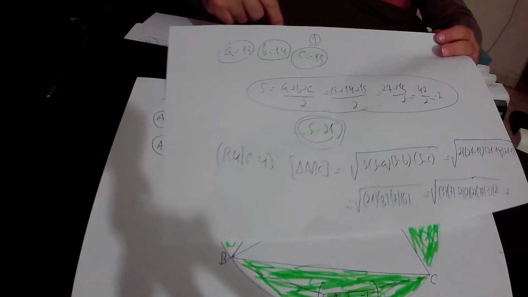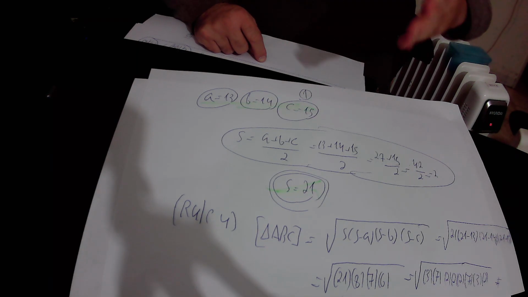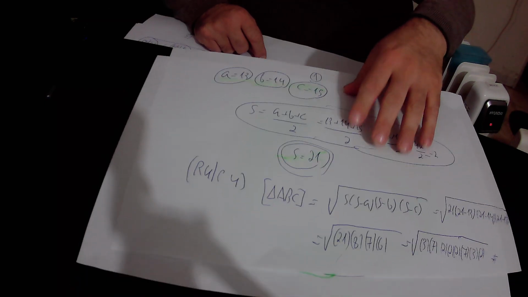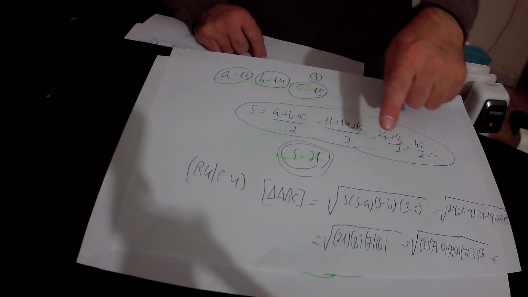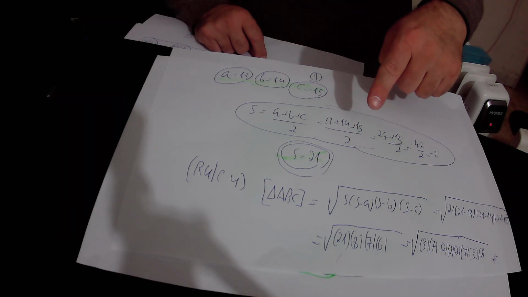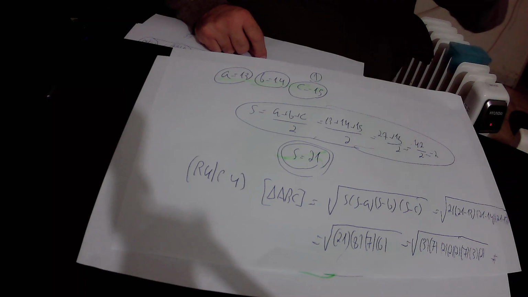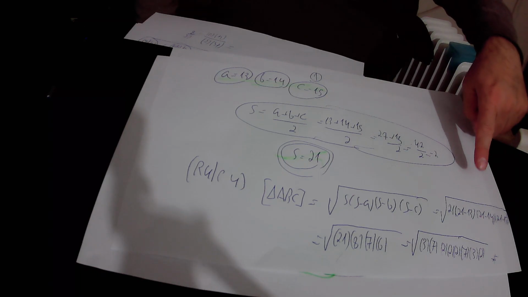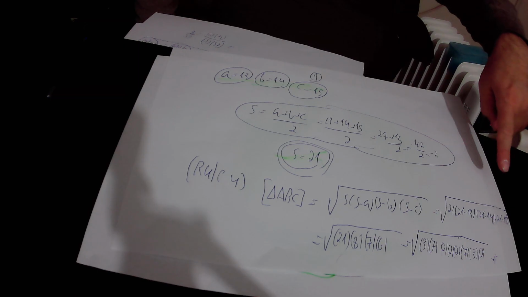S equals 21. And we know that A equals 13, B equals 14, and C equals 15. So the only thing left to do is to put the data inside the formula in order to find the area of our triangle ABC. According to rule number 4, the area of our triangle ABC equals the square root of S times S minus A times S minus B times S minus C, where S is the semi-perimeter, A plus B plus C over 2. Again, S is 21. S minus A is 21 minus 13, S minus B is 21 minus 14, and S minus C is 21 minus 15.